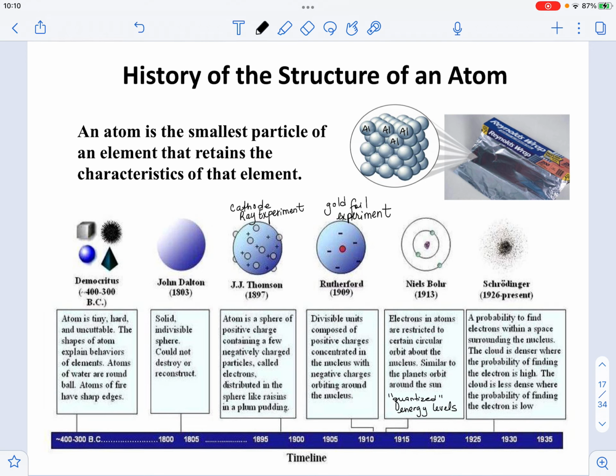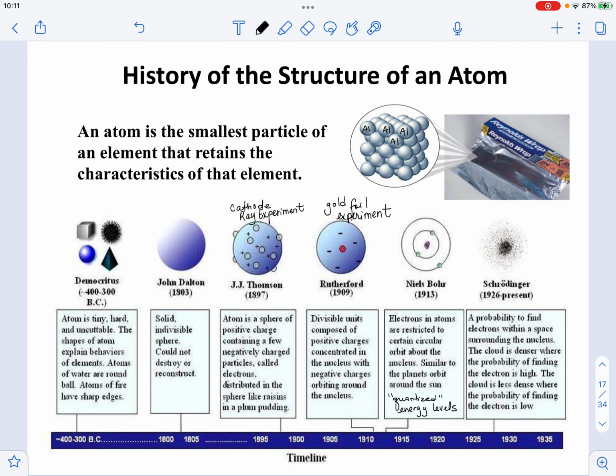did the gold foil experiment. In the gold foil experiment, he found that atoms had divisible units composed of positive charges concentrated in the nucleus. So that was the major finding that he had, that the atom has a nucleus and the electrons were around it. Now, Rutherford did not discover the existence of protons and neutrons. That is attributed to other scientists, but at least with the gold foil experiment, he determined that atoms have a nucleus specifically.